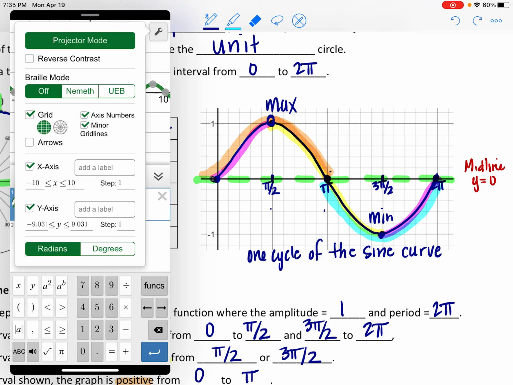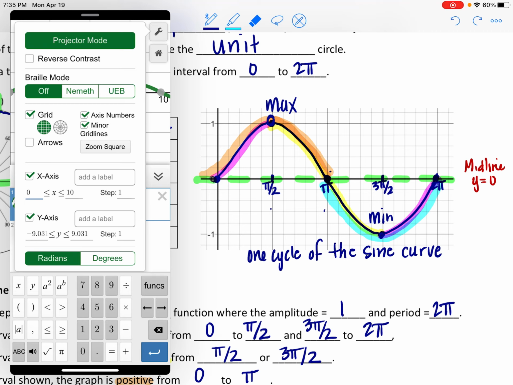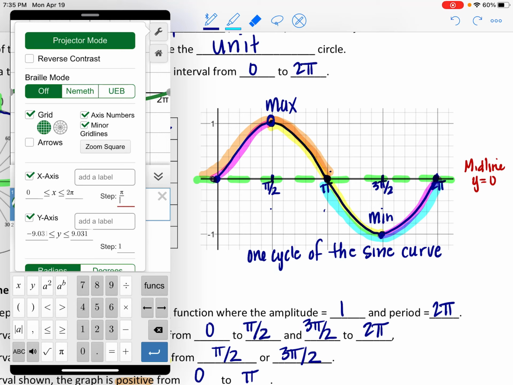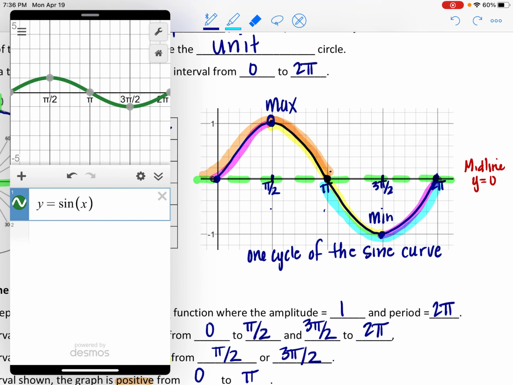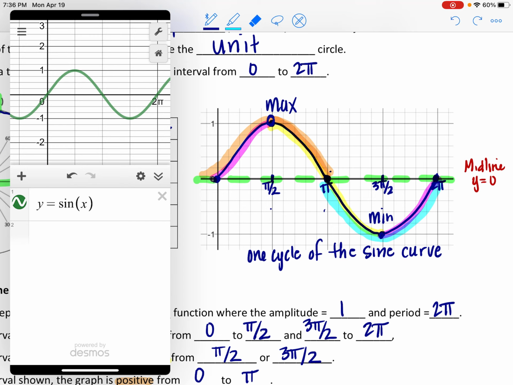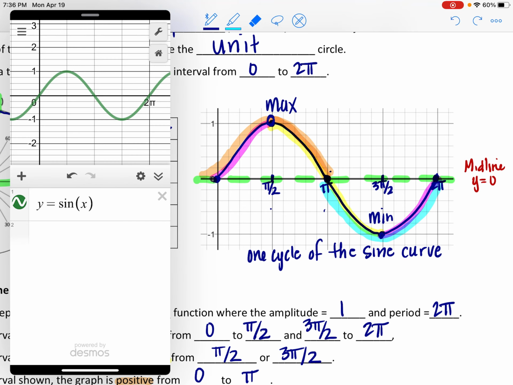Now on the x-axis, I want to go from 0 to 2 pi, so I'm going to type that in there, and I want it to go every 90 degrees, so I'm going to put pi divided by 2 as my step. And on the y-axis, if you're not sure, you can go from -5 to 5. That's pretty standard with a step of 1. And then if you just hit the wrench again, it will close, and then you can see basically the picture that we just put on the paper.